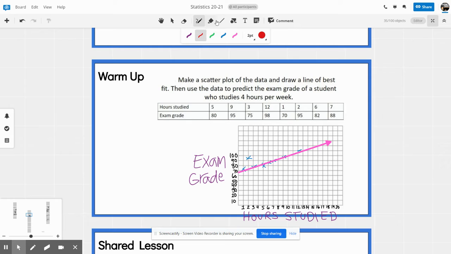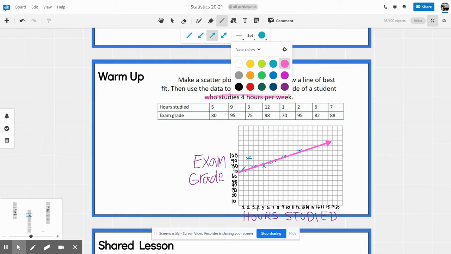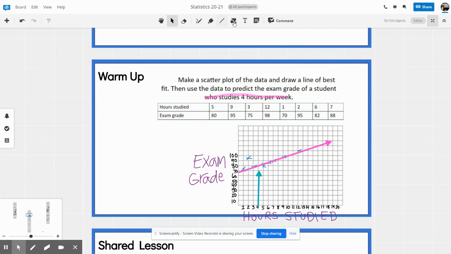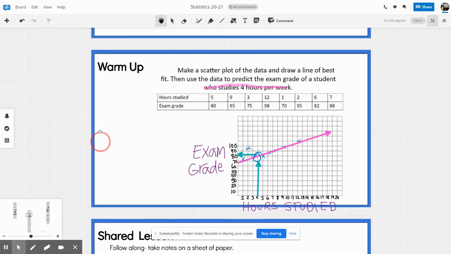I'm now going to predict the grade of a student who studied 4 hours a week. So I'm going to go to the bottom of my graph. I'm going to go to about 4 hours. And I'm going to go up to my line of best fit and say that that student would get around, what does that look like, 4 hours? Around an 80%, right? So there is my prediction. I predict that student would get around an 80% if they studied for 4 hours, okay?